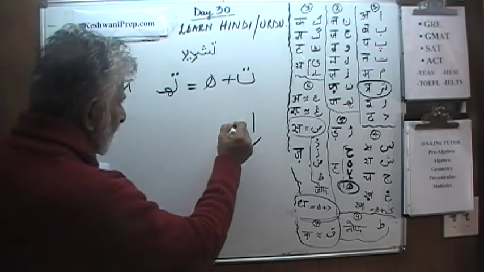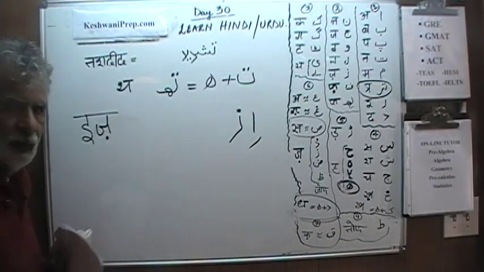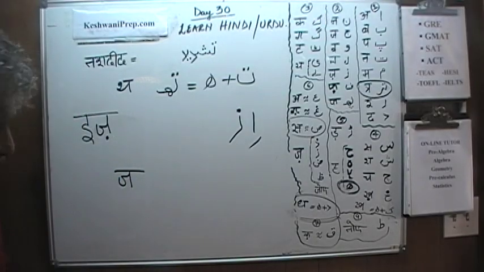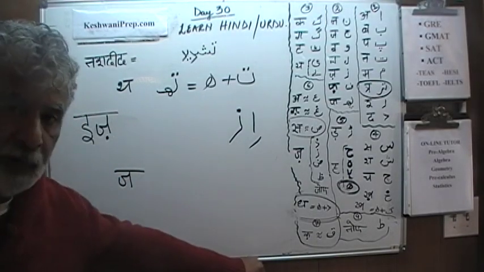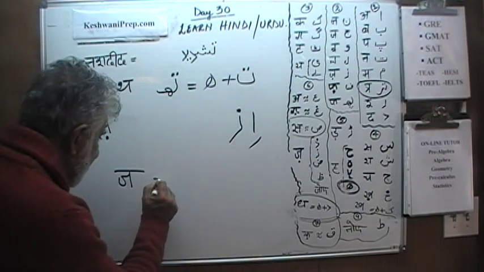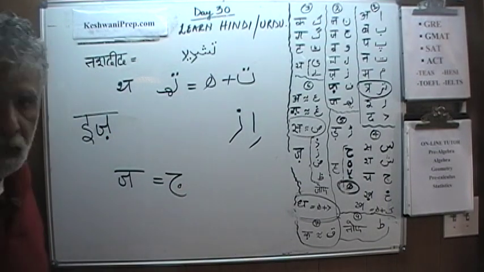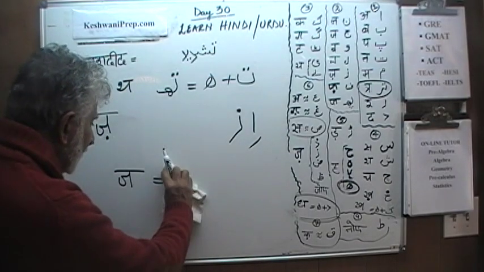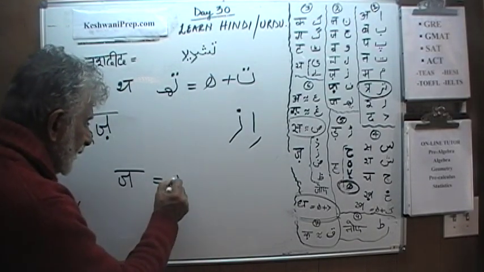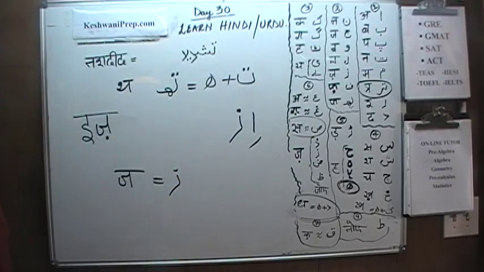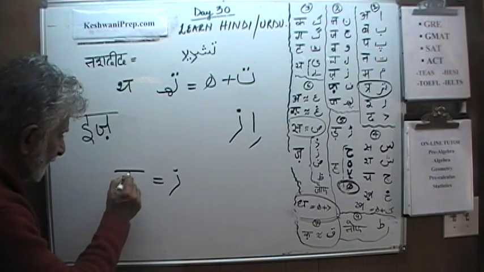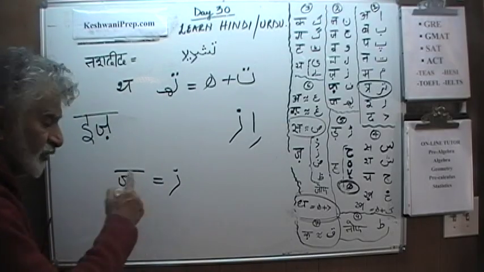Hindi does not have a z. This sound does not exist, so we improvise it by writing a j. This is a j, jeem, but we don't want a j. We want a z sound, as in New Zealand. So we put a dot underneath it to remind ourselves that this is not a j, this is a z.